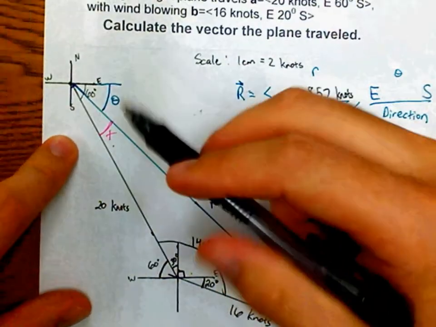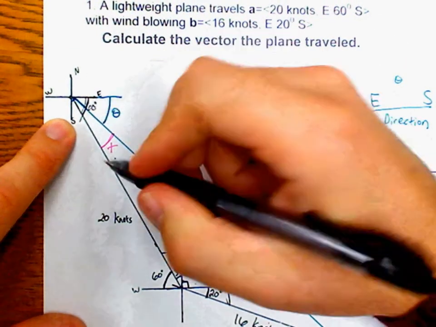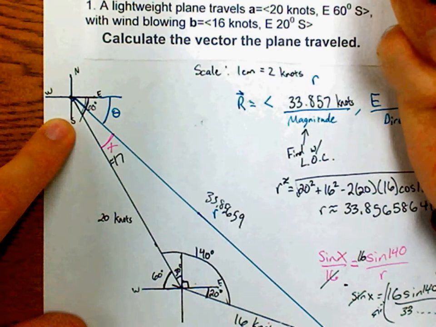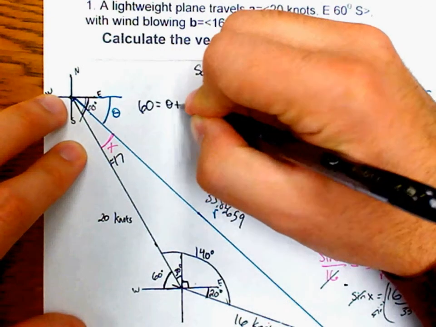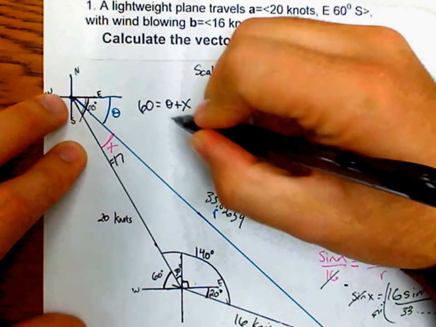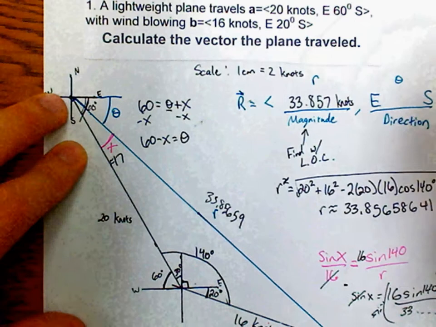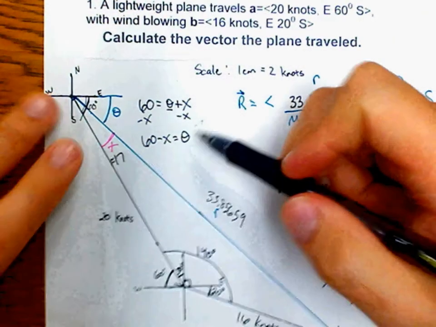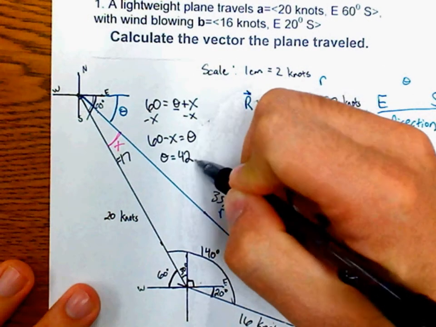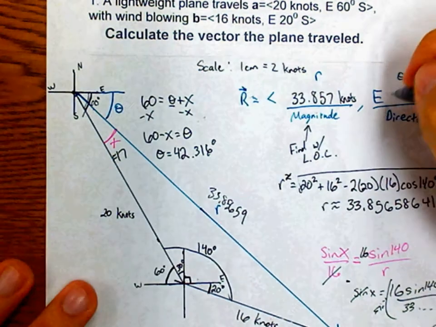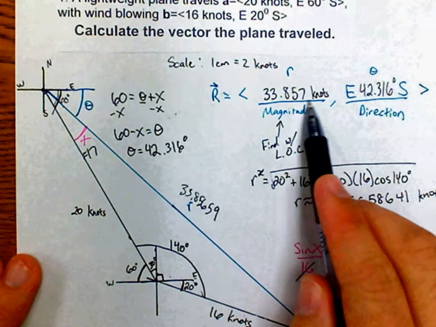Well, I know this entire angle is 60. If this angle is that 17 number, if we look carefully, 60 is the biggest of these. 60 is equal to theta plus x. So if I want theta, I need to subtract x. It won't always work that way, but this one did. So now let's say 60 minus that number we just found. So theta is 42.316 degrees. That should be our answer. The 33.857 knots and the 42.316 degrees.